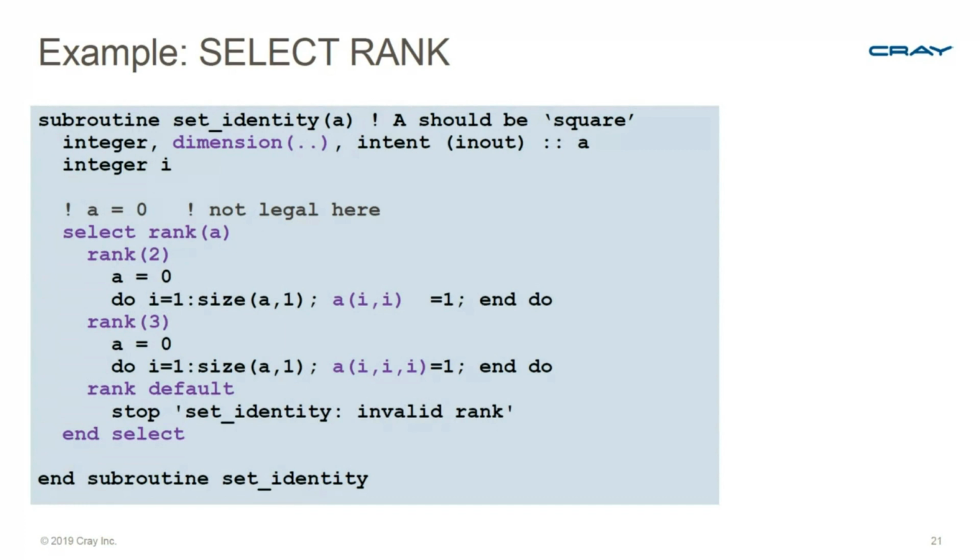So here this routine is trying to set the elements along the diagonal, and it's setting the rest of the elements to 0. So I can say A equals 0 here. I couldn't say it above because the rank wasn't known, and then I can loop through those elements in a do loop. Similarly, I can do the same thing for rank 0. I can loop through the diagonal of a 3-dimensional object, and if I want to, I can have a default.